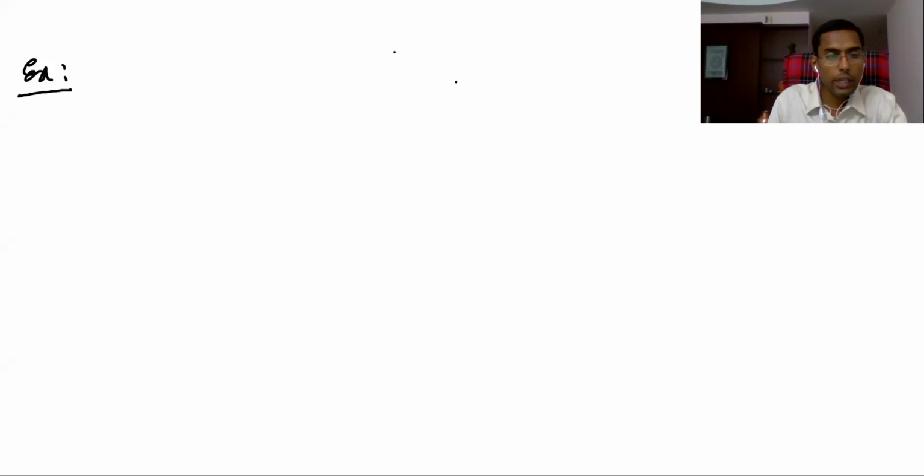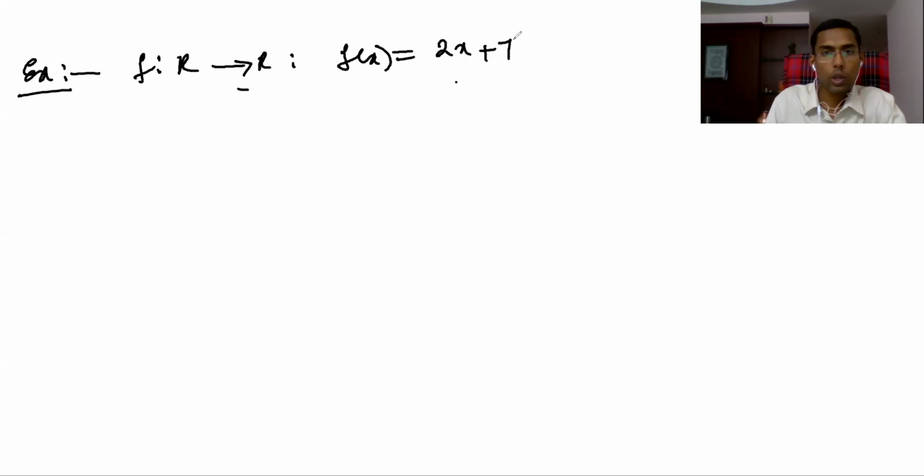So here let f maps R to R defined by f of x equal to 2x plus 7. So now we have to prove this is one-one function. How do you prove this is one-one function?